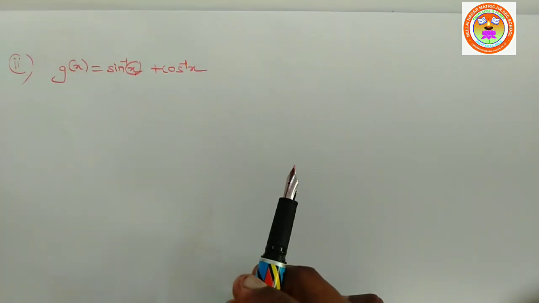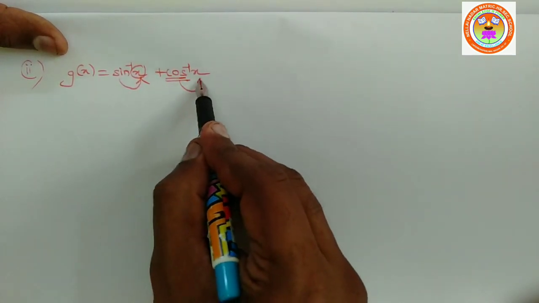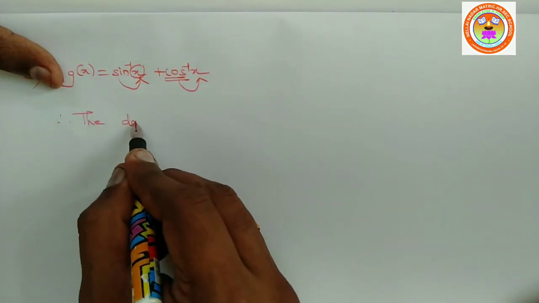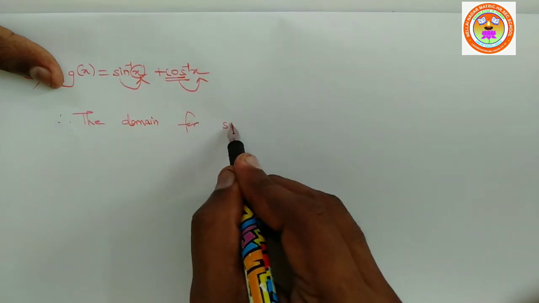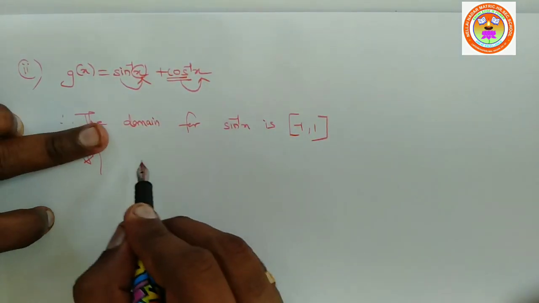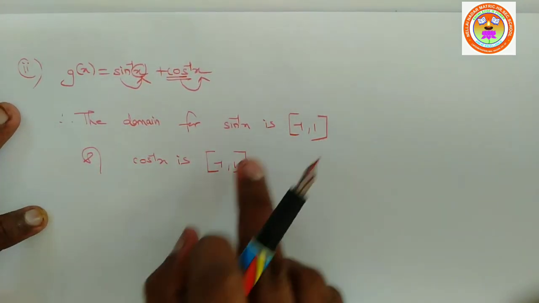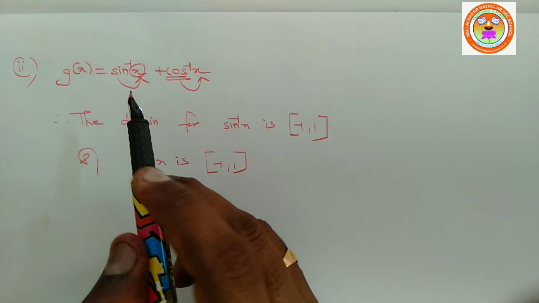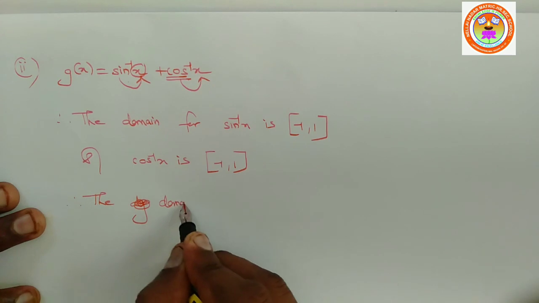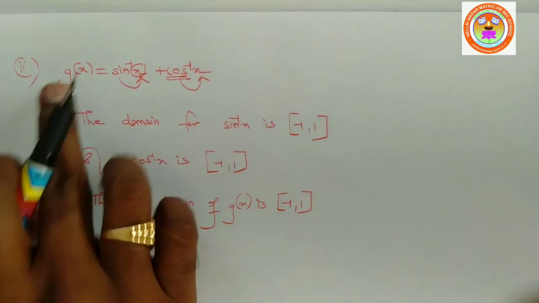You know the sin inverse of x curve. For sin inverse of x, the value is minus 1 to 1. Cos inverse of x, the value is also minus 1 to 1. Therefore, the domain for sin inverse of x is minus 1 to 1 and for cos inverse of x is minus 1 to 1. For both the things, the domain is the same, minus 1 to 1. Therefore, finally we can write the domain of g of x. The domain of g of x is minus 1 to 1.